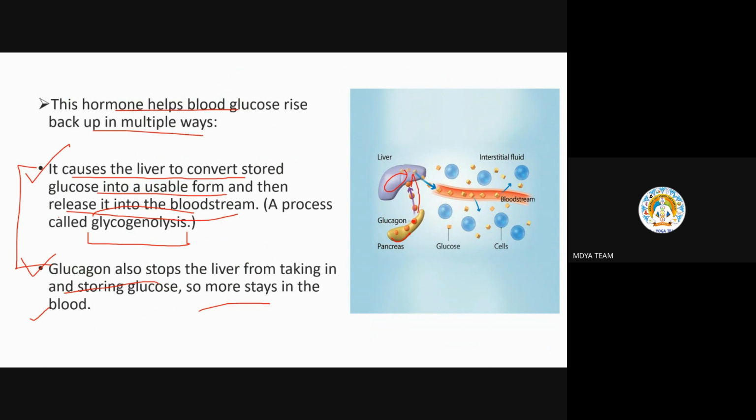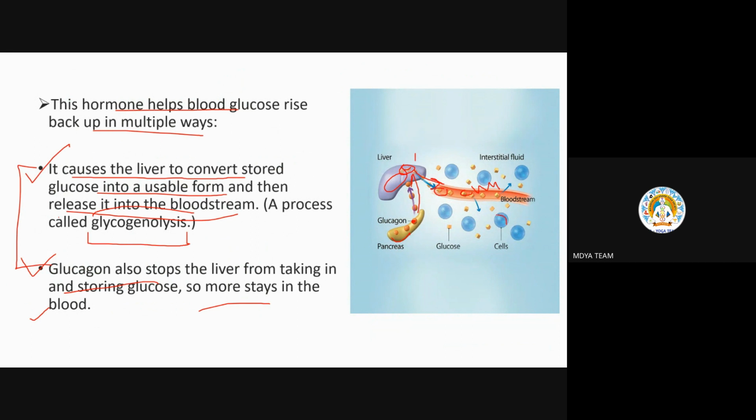From the liver, these box-shaped structures are the glucose. It will take the glucose, which is stored in the form of glycogen inside the liver, and break this glycogen down to form glucose. This glucose will go into the bloodstream. This red color one is the bloodstream.